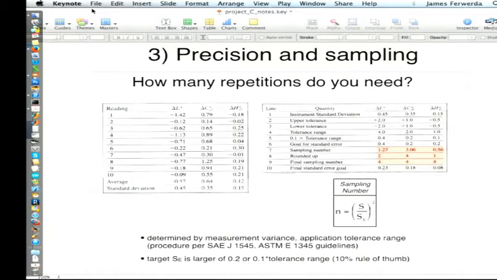Okay, so you have 10 difference measurements going in, right? So now, from those difference measurements, you calculate the average of the differences, and you calculate the standard deviation of those differences. And those come over here, okay, so the standard deviation in particular.